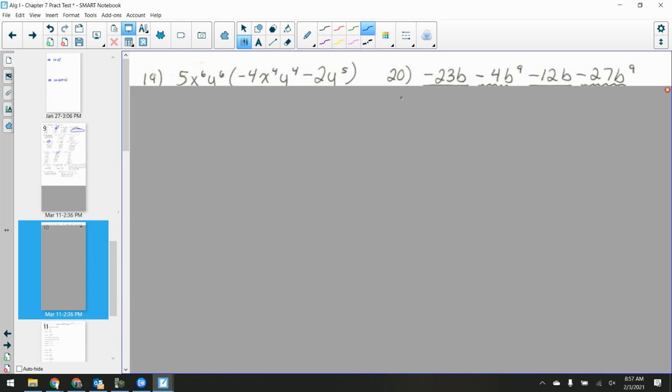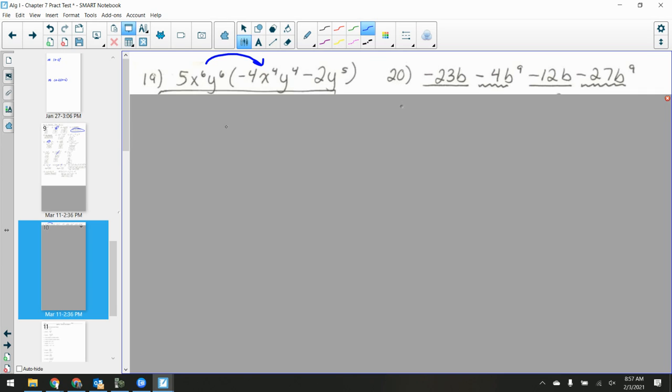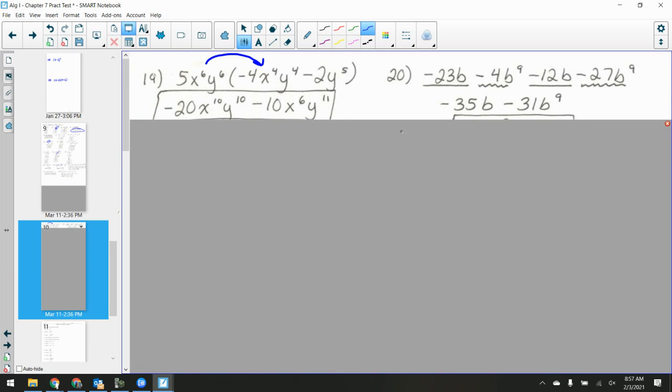How did you get that? What did you do? Joey, all you have to do is just distribute in. So you take the 5 times the negative 4 to get negative 20. And then the x to the 6 times the x to the 4th gets us x to the 10th. And then the y to the 6 times the y to the 4th would be y to the 10th.